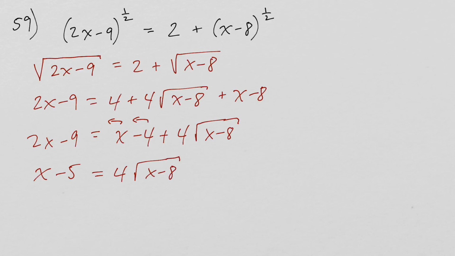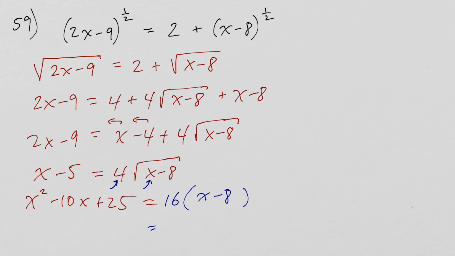So now I'm going to square both sides. When I square the left, I'm squaring this binomial, so I get x squared minus 10x plus 25. When I square the right, I have to square this, which is 16, and then I square this, which is x minus 8. So I get 16x minus 128.